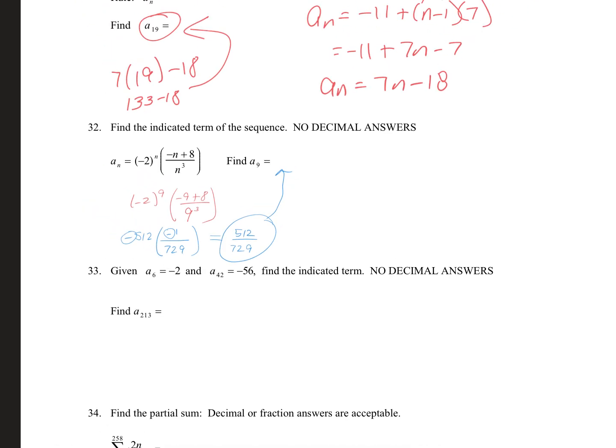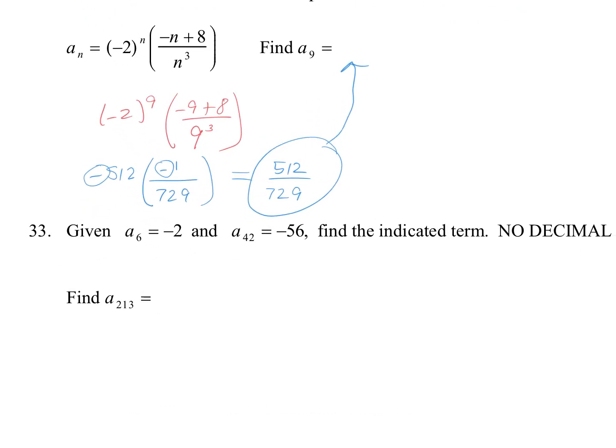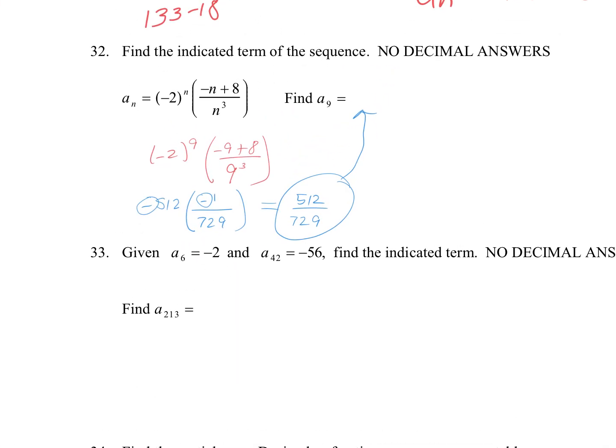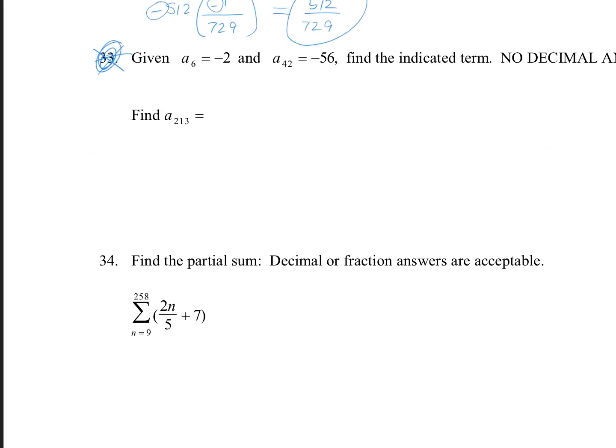All right, find the indicated term. Ooh, this is not a good question. Why is this not a good question? What did we forget to tell you? If it was what? Arithmetic or geometric. All right, cross this one off. I'm not sure what it's supposed to be. If you have one like that on your final, and we'll go over these a little more as we get closer, I will make sure it says arithmetic or geometric.